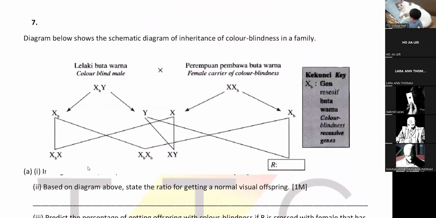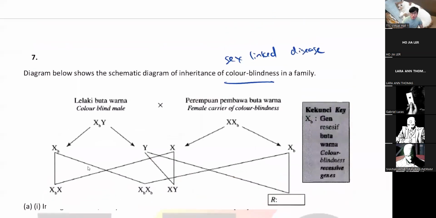Okay, this is very important. All right, color blindness. This is what we call a sex-linked disease. What does this mean? Sex-linked diseases are only carried by the X chromosome. They are not carried by the Y chromosome.